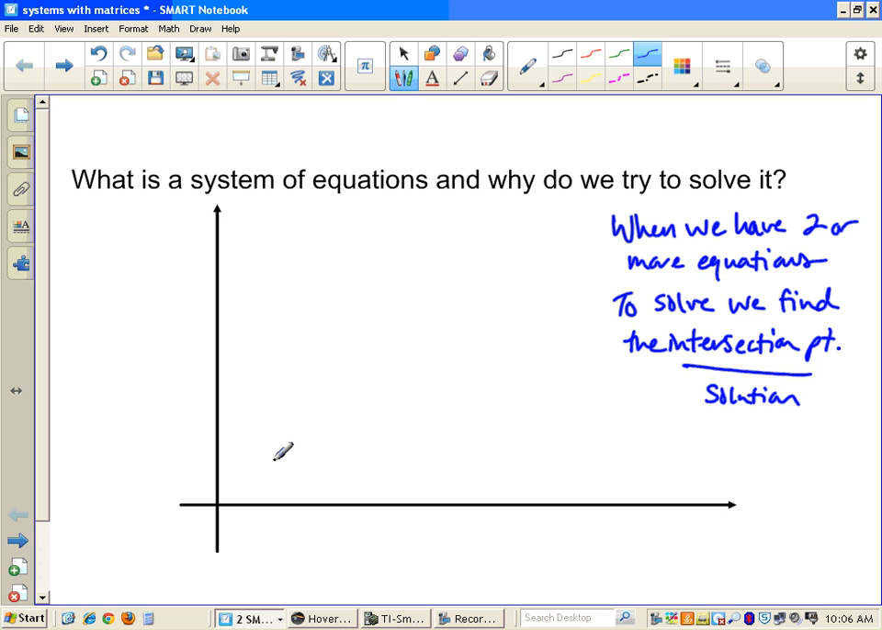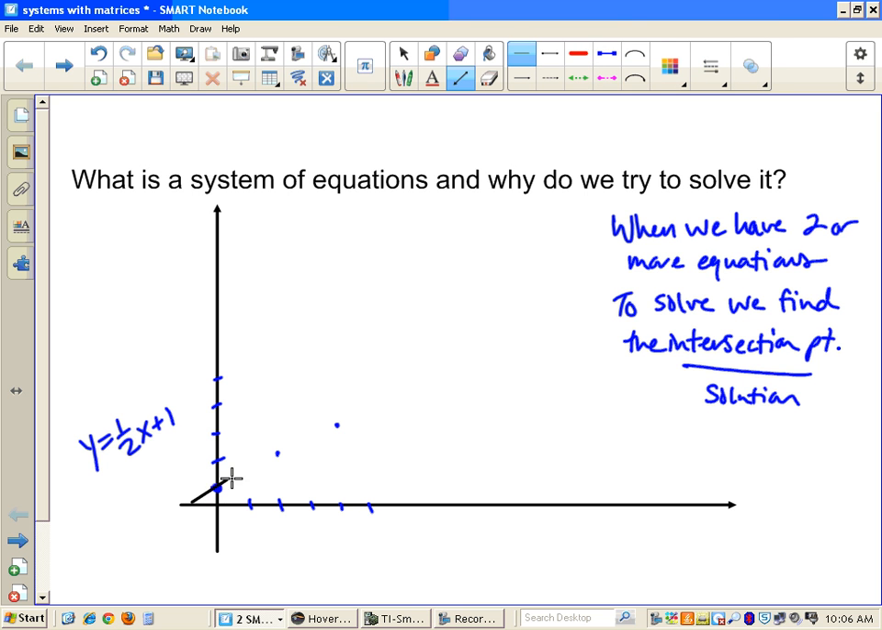So for example, if we just mark off some points on this grid, maybe I have the equation y equals 1/2 x plus 1, so I'm starting at 1, and I'm going to go up 1 and over 2, and up 1 and over 2. It's going to be roughly approximate, but let me grab a line and draw that line in there.